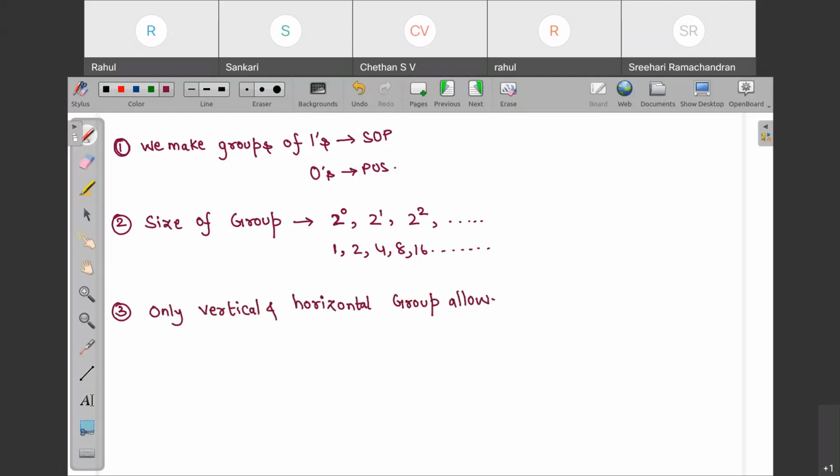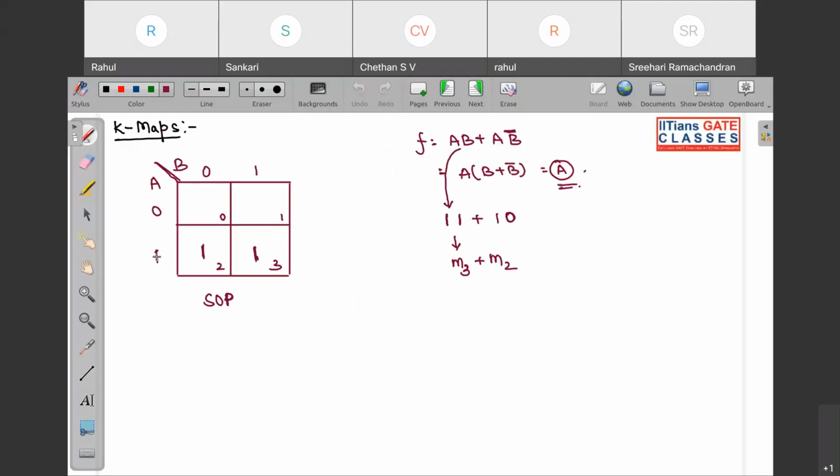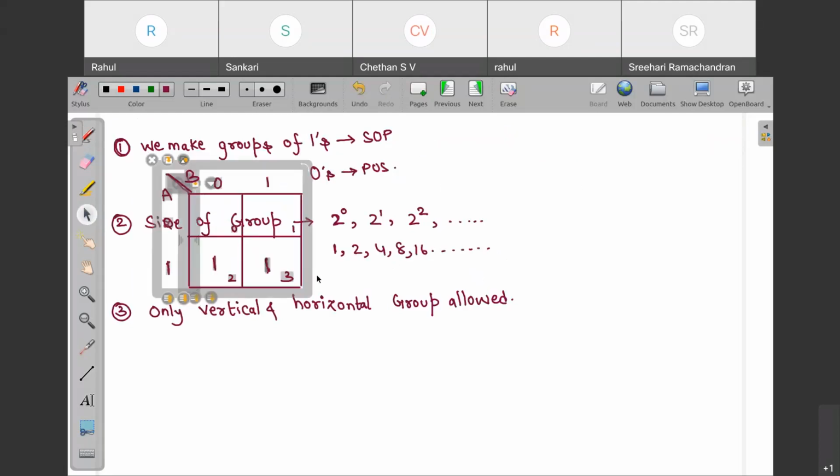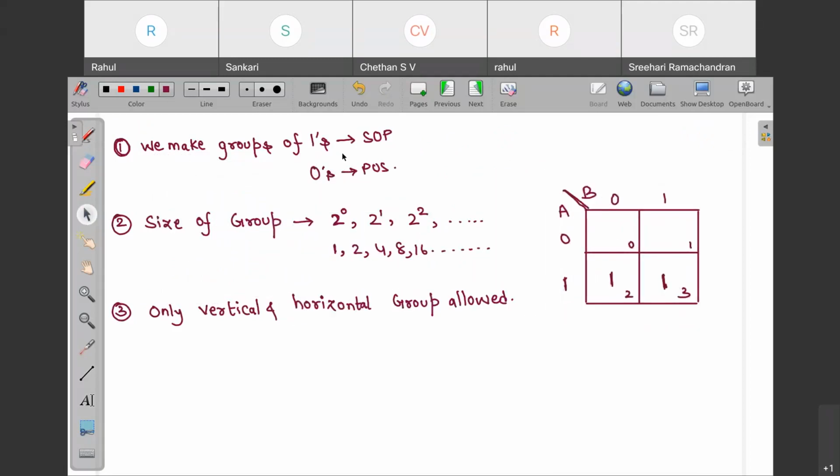Now what do we mean by this? Suppose I had a K-map something like this. You might be thinking that you can make a group of 2 ones like this, but this is a slanted group. Only vertical and horizontal groups should be made. So if I had a combination like this, one group will be like this and another group will be like this.